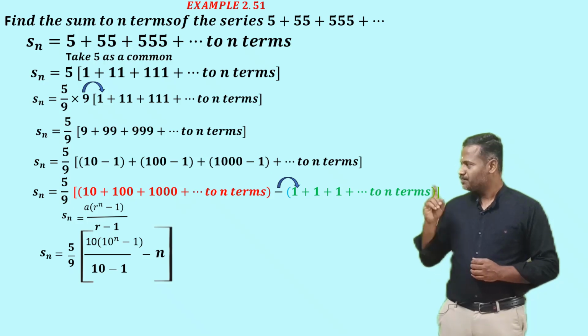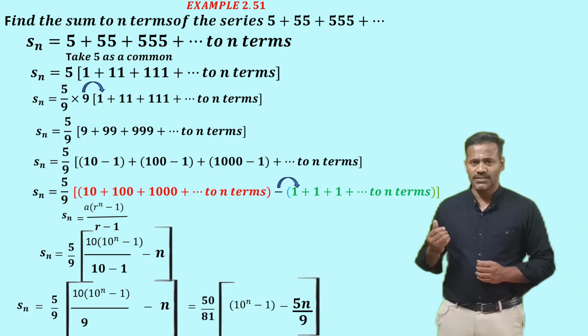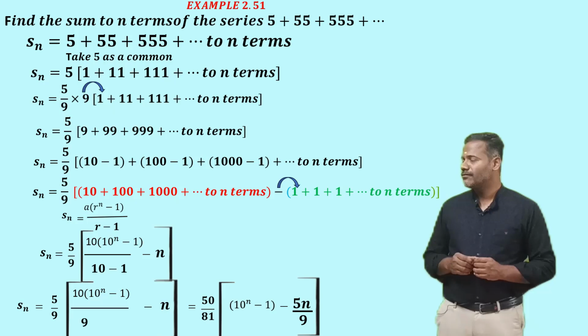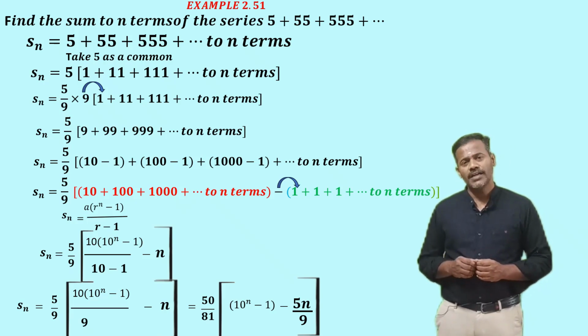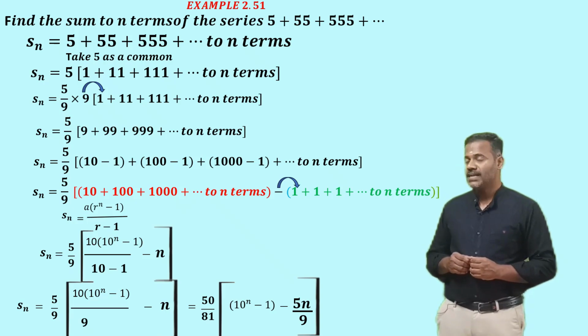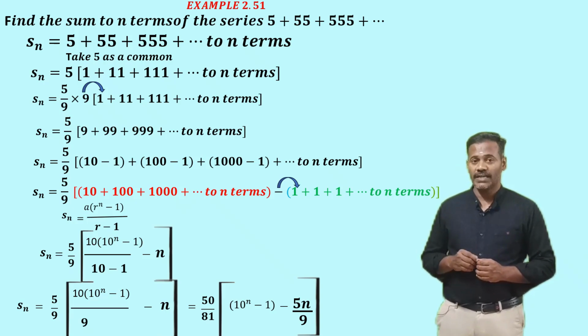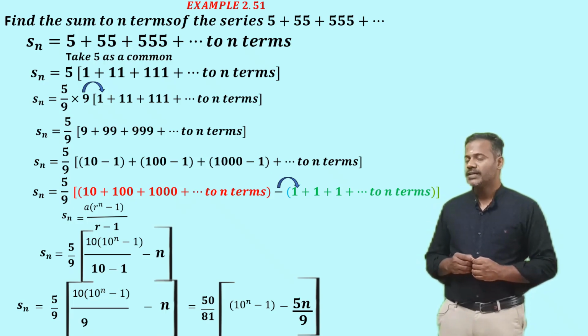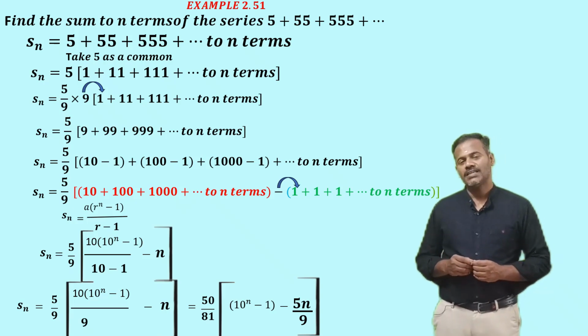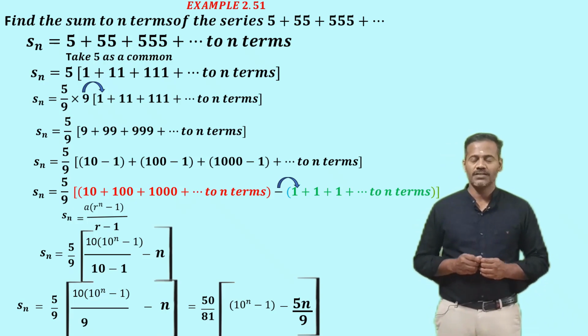Now let us take 5 inside. 5 into 10 will be 50, and 9 nines are 81. So 50 by 81 into 10 power n minus 1, minus 5 into n will be 5n, and 9 into 1 will be 9. So the answer is 50 by 81 into 10 power n minus 1, minus 5n by 9. This is the answer, children.